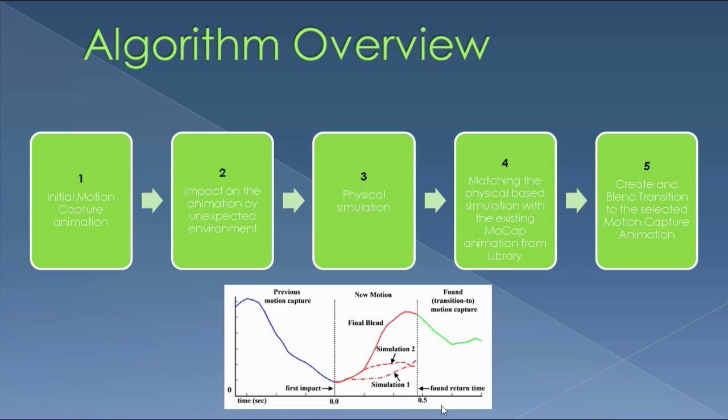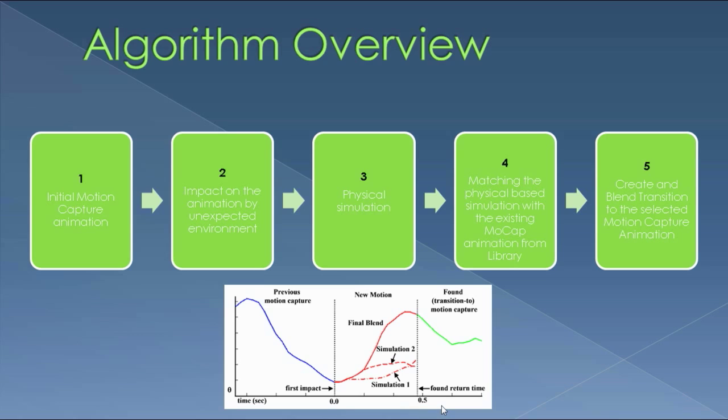Algorithm overview: basically, you start out playing the motion capture, and then you get some sort of impact on it from the environment. Getting hit by a ball is what we use, or it could be kicked or punched by characters, which is what they used in the original paper.